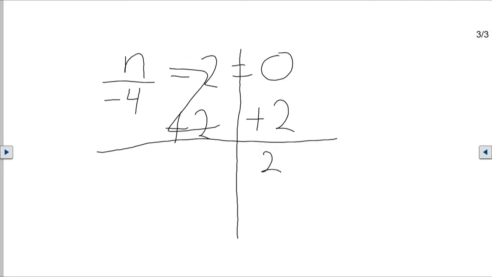Okay, so we just want to get rid of that. On the right side, I've got 2. Okay, and I'm going to rewrite. So n over -4 equals 2. Okay, and then we're down to our one-step equation.